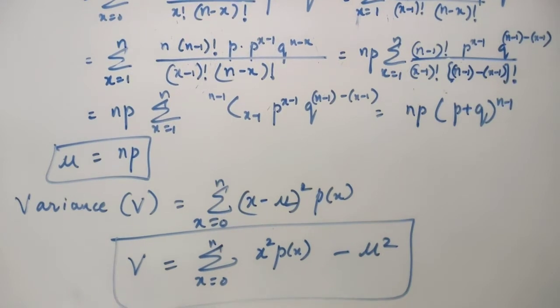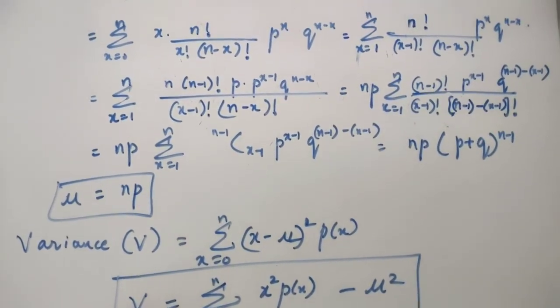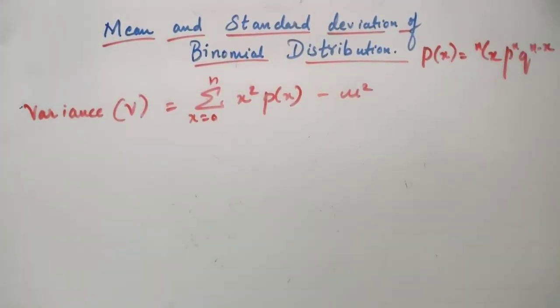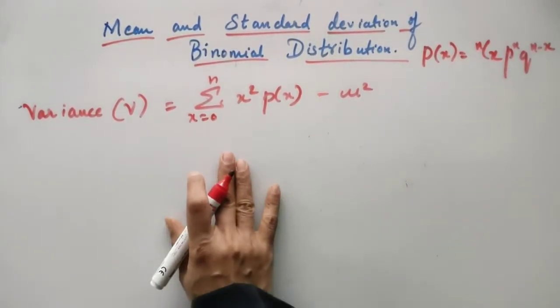So please make a note, we are going to use this formula for the variance evaluation. Now let's derive the variance v and then the SD for the binomial distribution. Now we have the formula, variance v is equal to summation x going from 0 to n, x square into p of x minus mu square. So this is the new formula, you need to make a note.